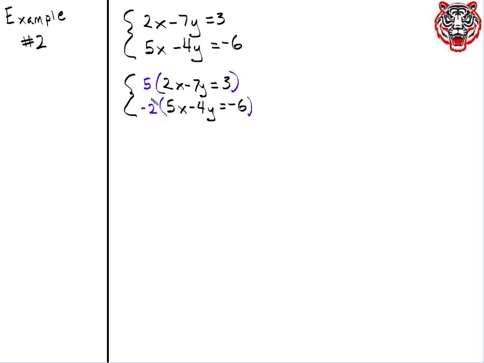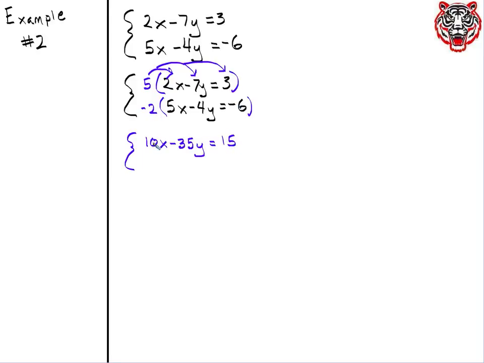I'm ready to eliminate. So I'm going to go ahead and distribute. When I distribute, I'm going to do all of this in blue. This is going to be 5 times 2x is a 10x. I just did that step right there. And 5 times a negative 7y, that's going to be a negative 35y. A 5 times a 3, right, my equal sign. 5 times a 3 is a 15.